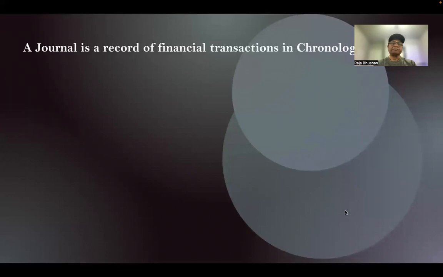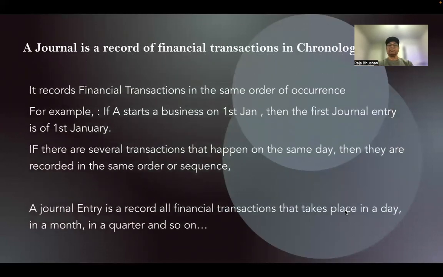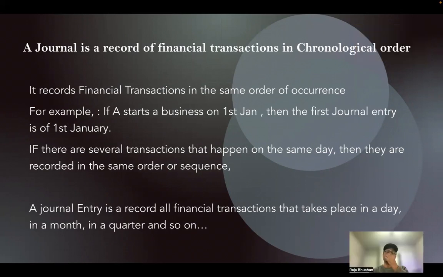For example, what is a journal entry? A journal is a record of financial transactions in the chronological order in which they appeared. So it appears in the chronological order in which the financial transaction takes place. For example, if the financial transactions started on 1st of January, then the first journal entry would be on 1st of January.